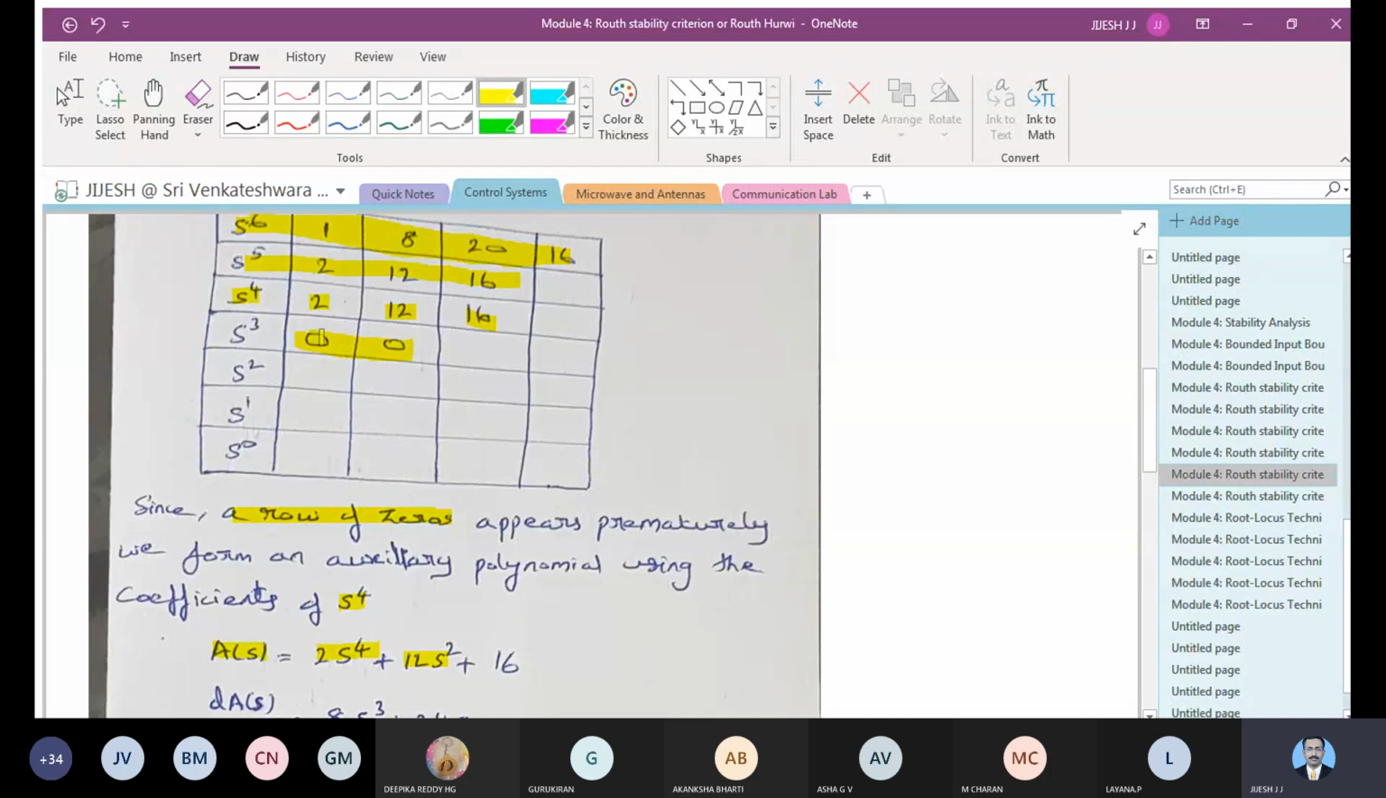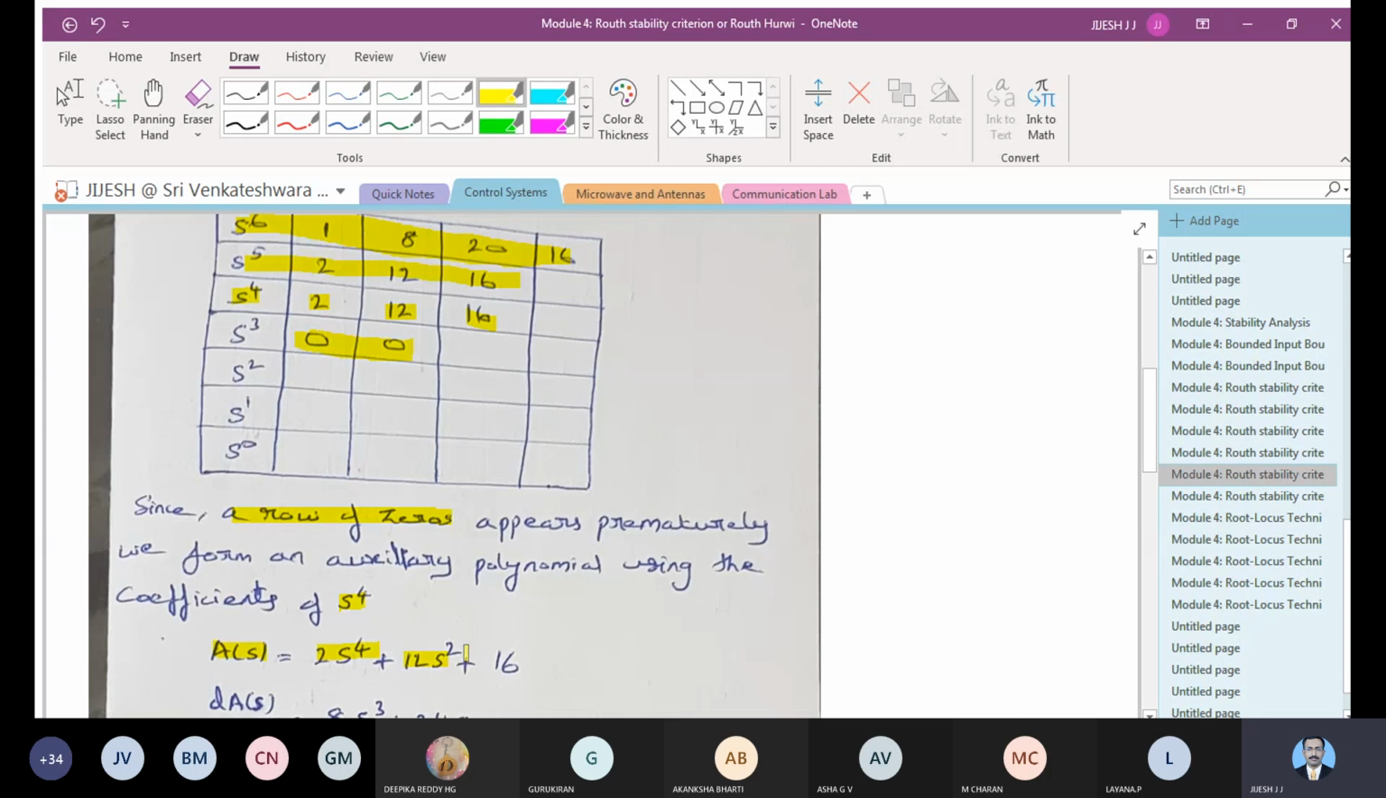So that is what you can see here. You have 0, 0 here, so 2, 12 and 16. So let me just write this equation. Understand carefully. Don't make a mistake in writing this equation. A of s is equal to, you have to take this coefficient, 2s to the power of 4, then 12 will come with s square, and then it will be 16. So that is how you have to write the equation here.